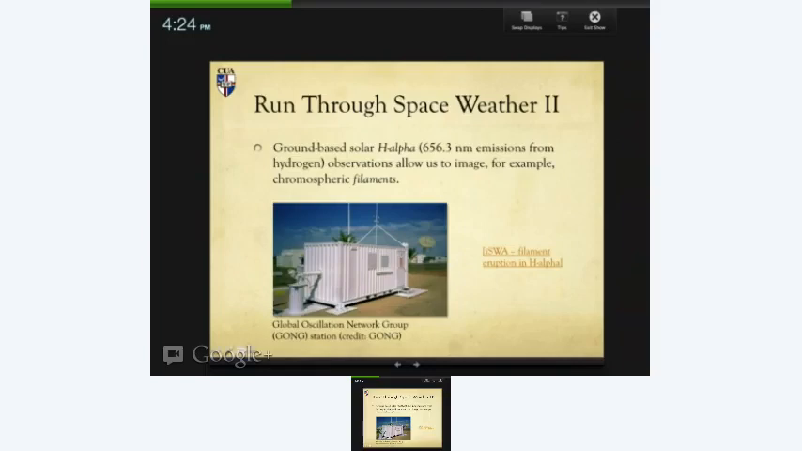Here's an example of one of the stations. You have the optics here on the left-hand side, and then additional optics that beam the signal into the actual instruments inside this box. They have these kinds of boxes distributed around the world, I think five or six stations in strategic locations. Let's take a look at how the sun looks in H-alpha. So let's go to ISWAP.